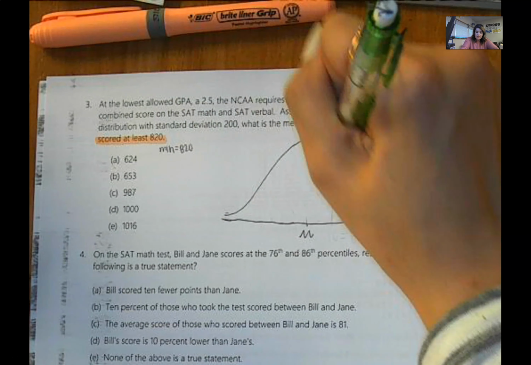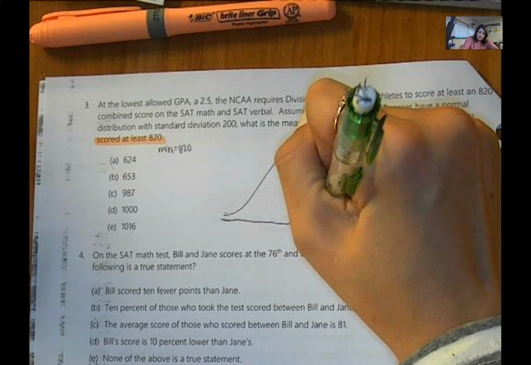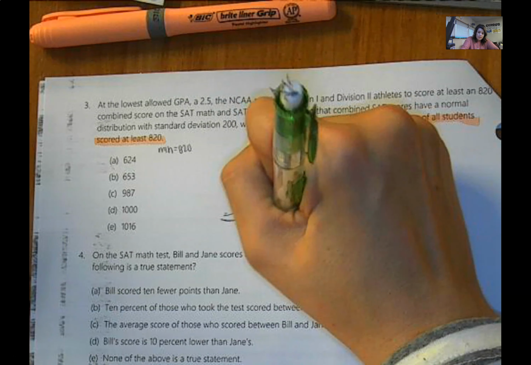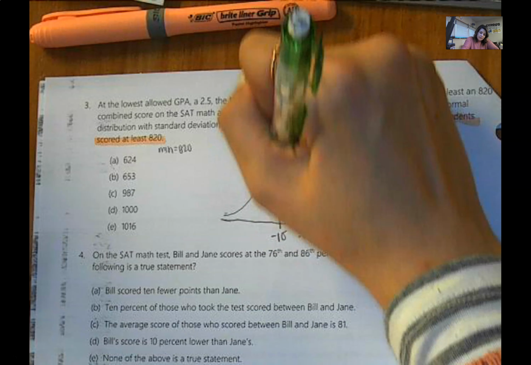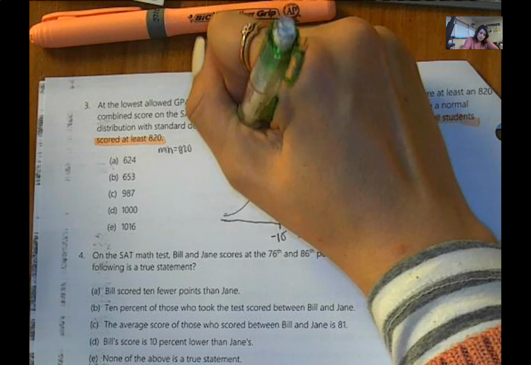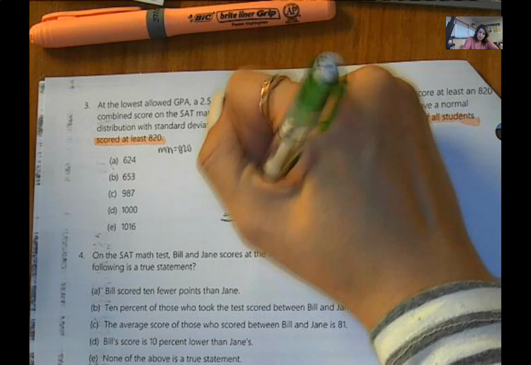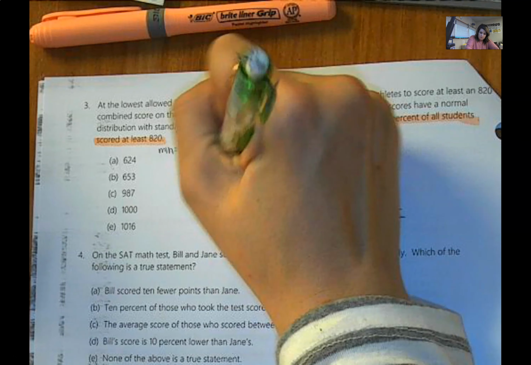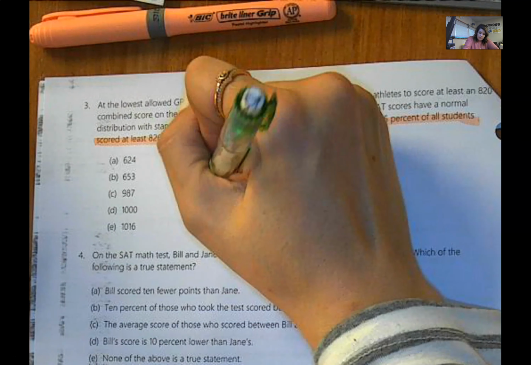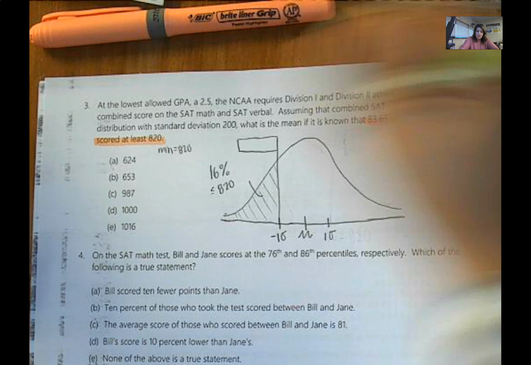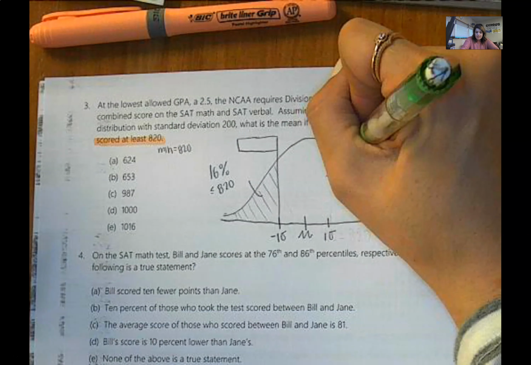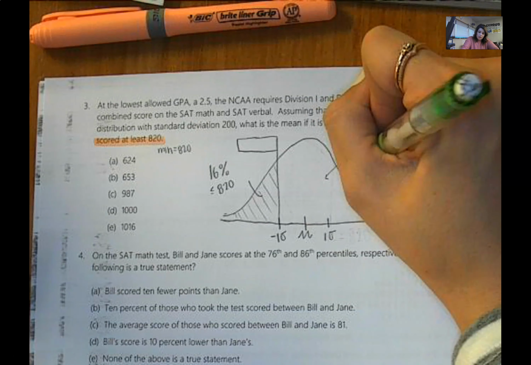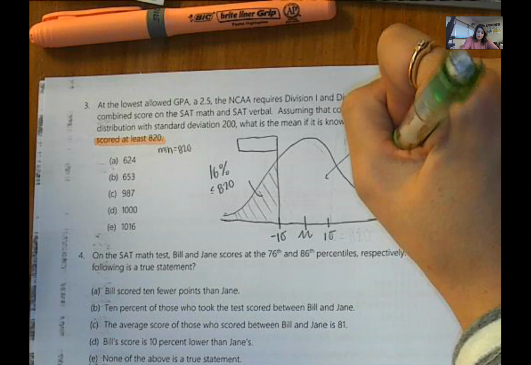So what that means is that instead of being at 1 sigma, I'm at -1 sigma. Because at this point, 16% scored less than or equal to 820, which means that this is saying 84% scored greater than or equal to 820.